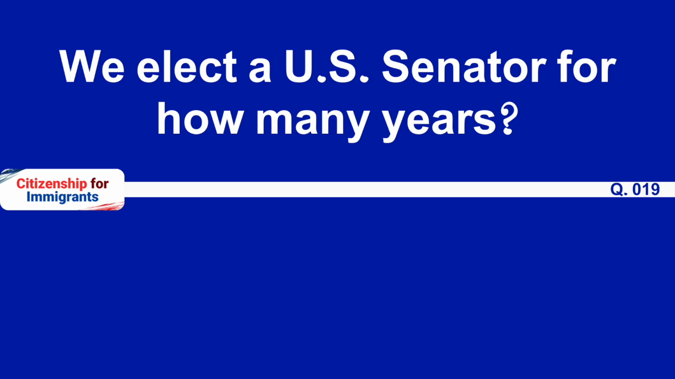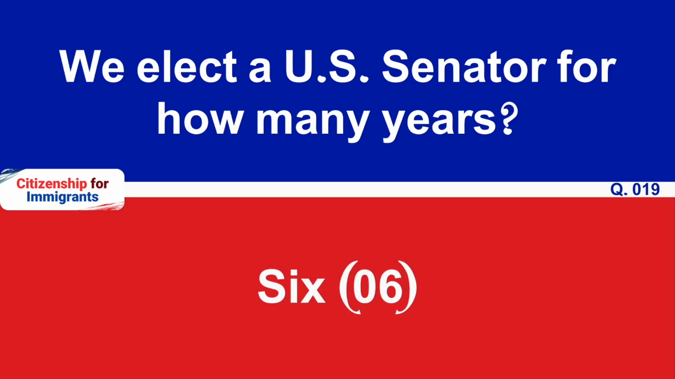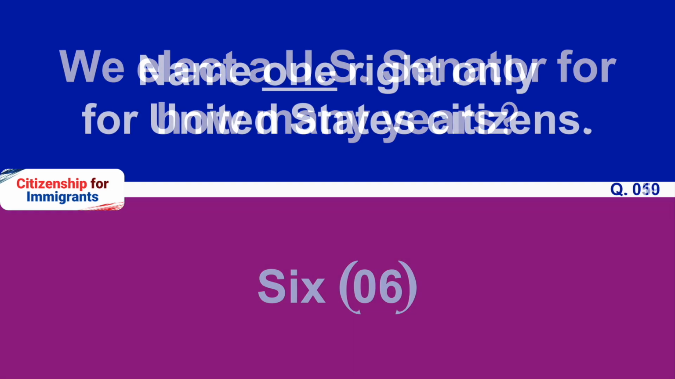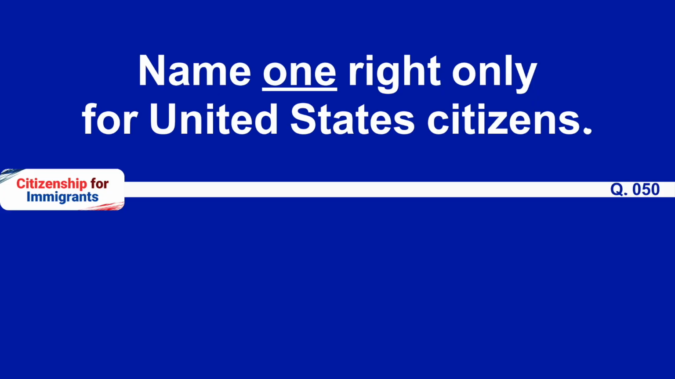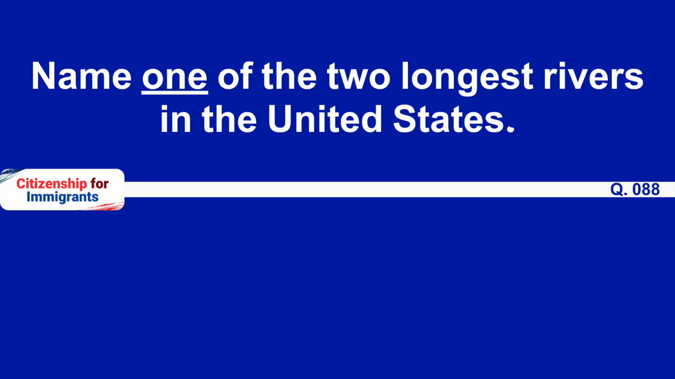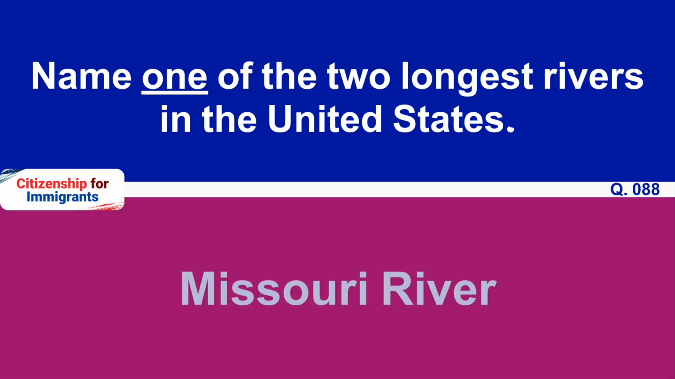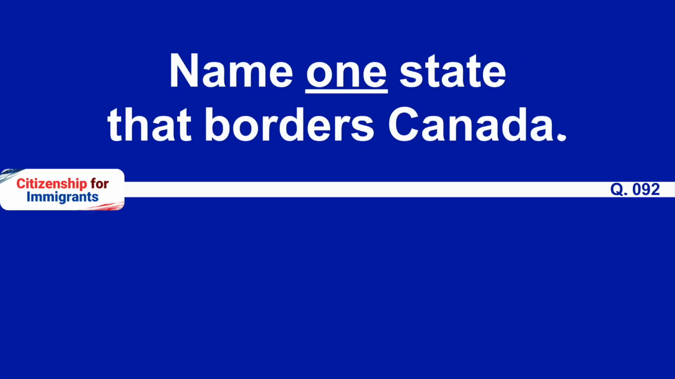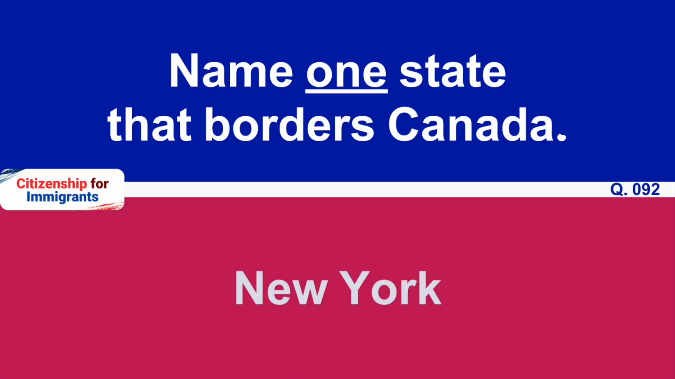We elect a U.S. Senator for how many years? 6. Name one right only for United States citizens. Vote in a federal election. Name one of the two longest rivers in the United States. Missouri River. Name one state that borders Canada. New York.